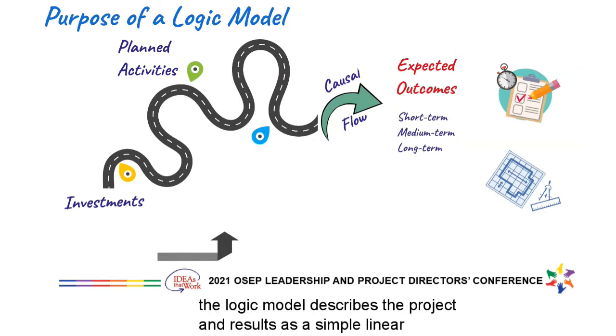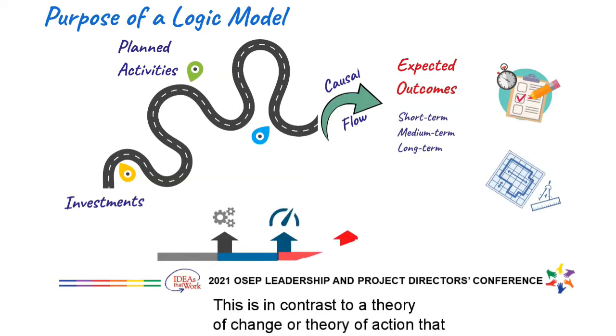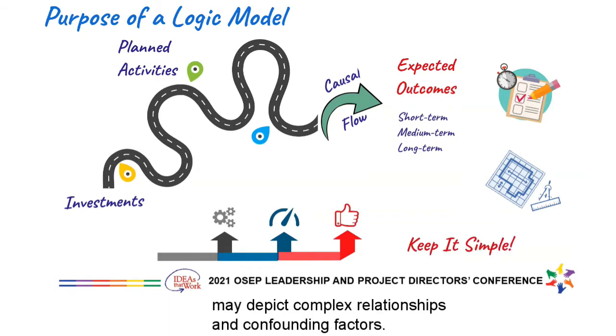Finally, the logic model describes the project and results as a simple linear process. This is in contrast to a theory of change or theory of action that may depict complex relationships and confounding factors.